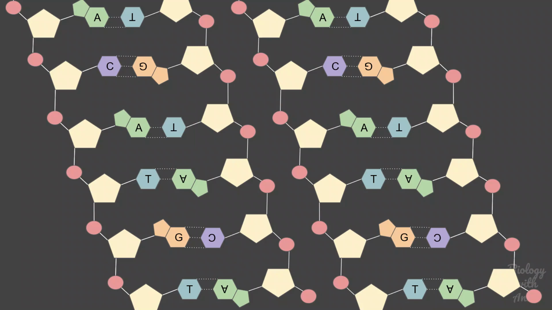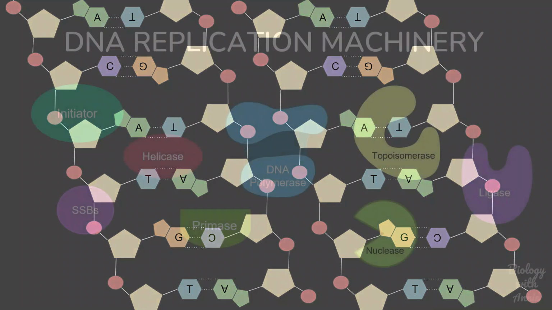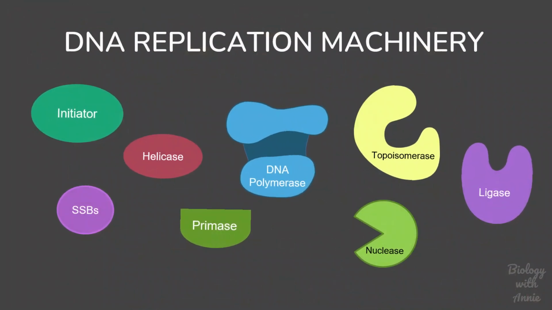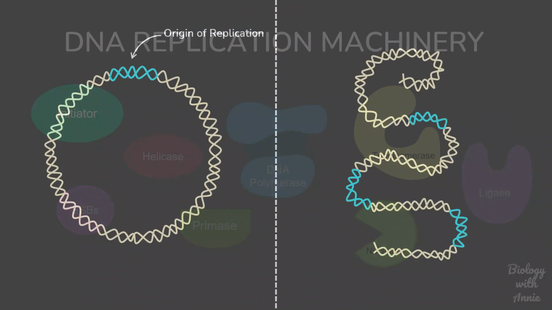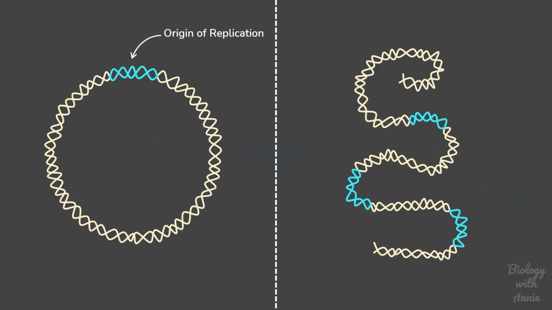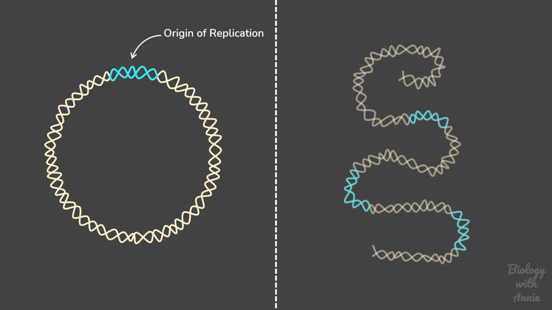It is a carefully choreographed process that requires numerous enzymes and proteins, starting with the initiator protein. This protein is responsible for initiating the process of DNA replication. It binds to a specific location on the DNA called the origin of replication. Prokaryotic cells have a single origin of replication on their circular DNA, while eukaryotic cells have multiple origins of replication on their long linear DNA.